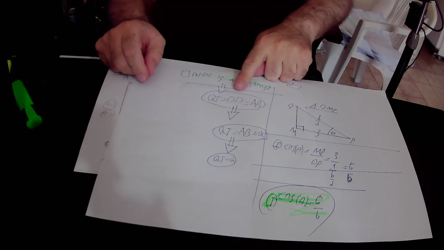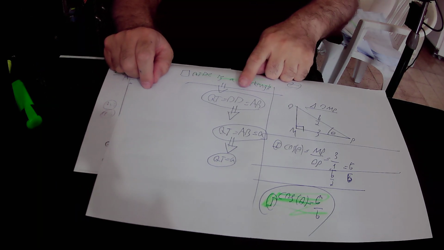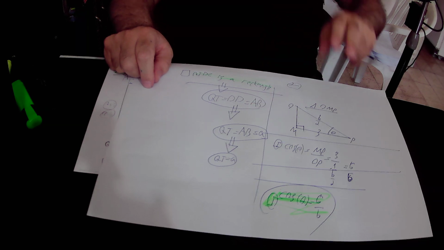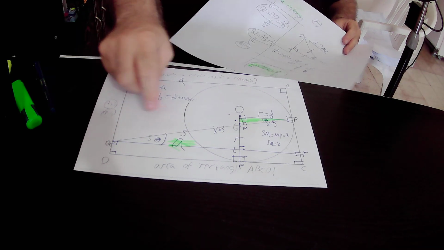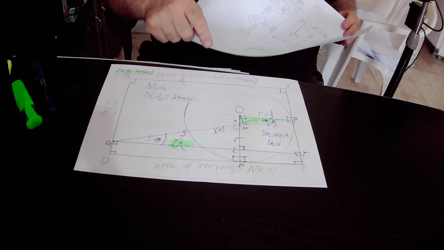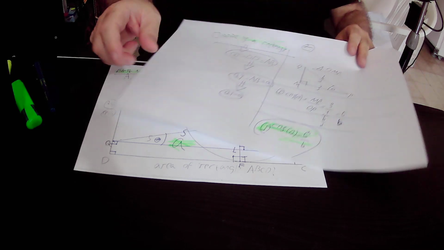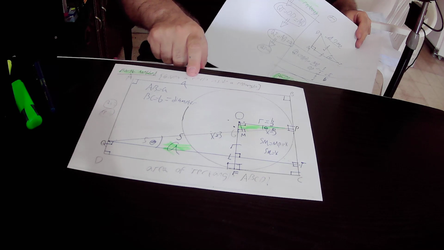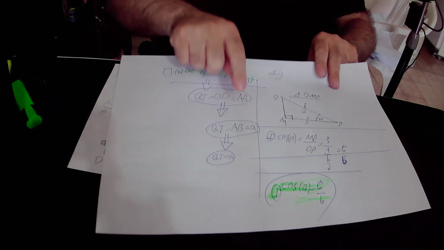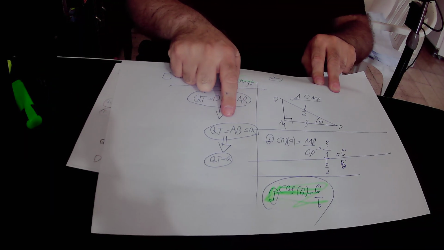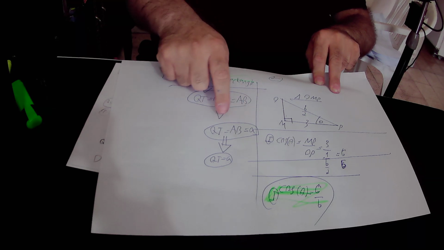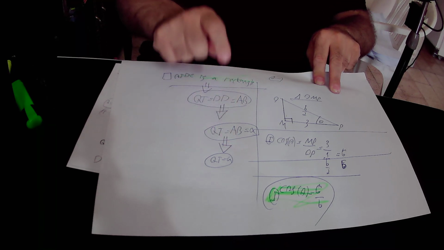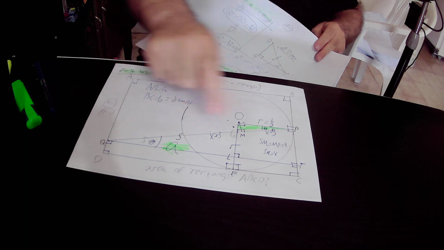From this equation, QT equals DC equals AB. We will derive that QT also equals AB. But according to our definition, AB equals A. So you can write here that AB equals A. From this equation, QT equals AB equals A. We will derive that QT also equals A.